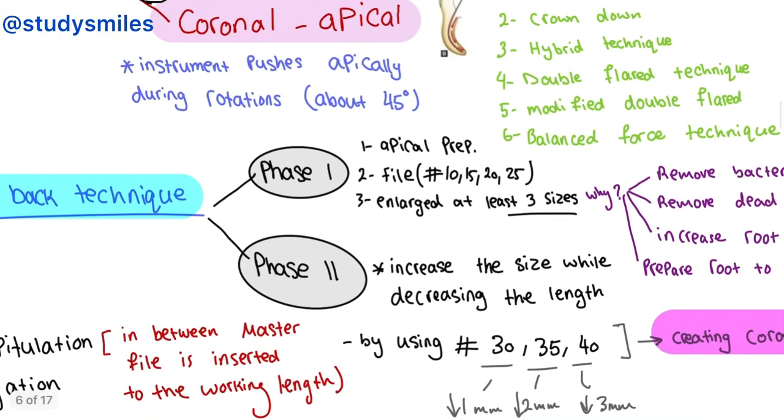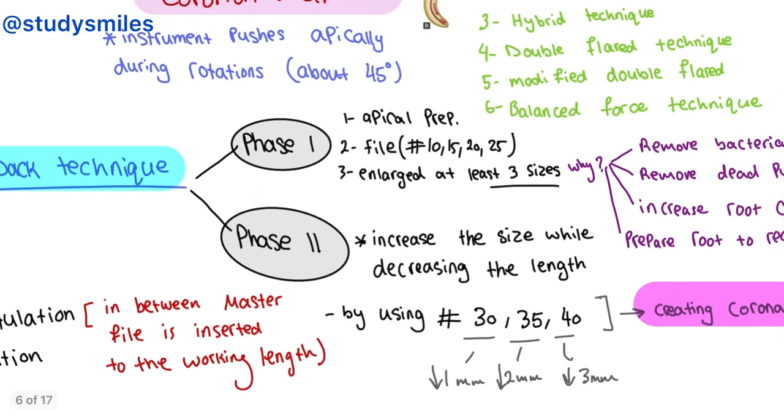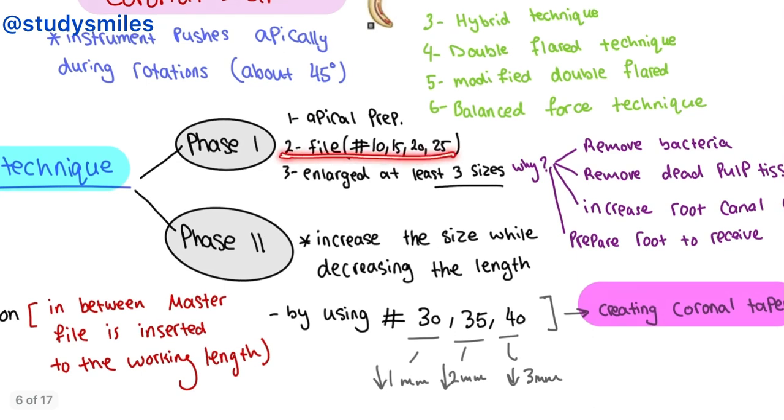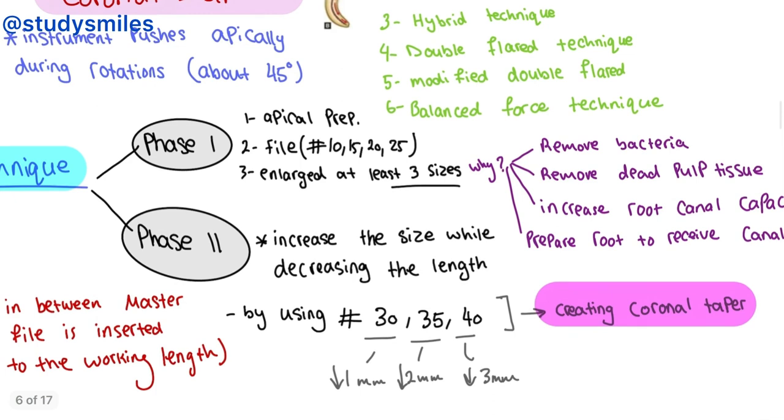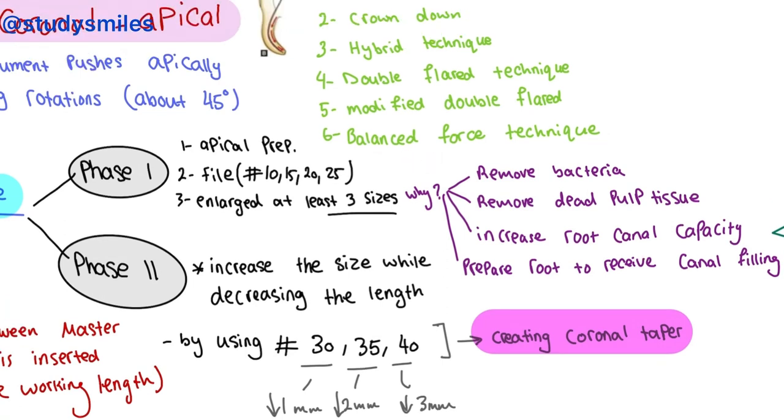First, we'll explain the apical coronal or step back technique. So it has two phases. Phase one, we have the apical preparation, as I said. With the file, we go all the way. Let's say 25 is our master file, okay? So we have to enlarge it at least 3 sizes. For example, when you start with white, then you go to yellow and then red. So that was phase one.